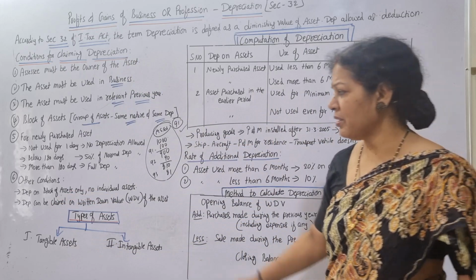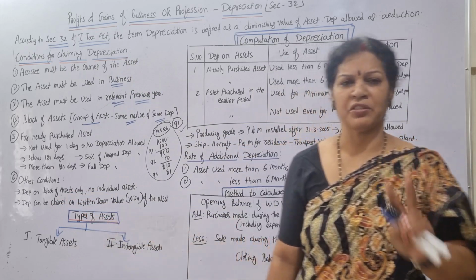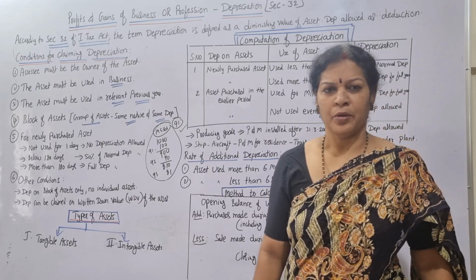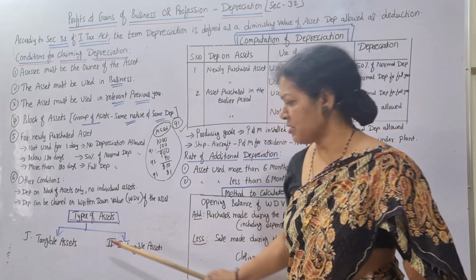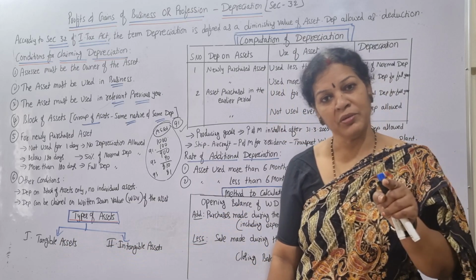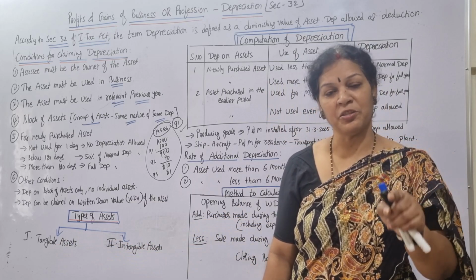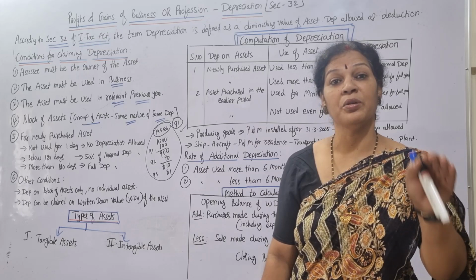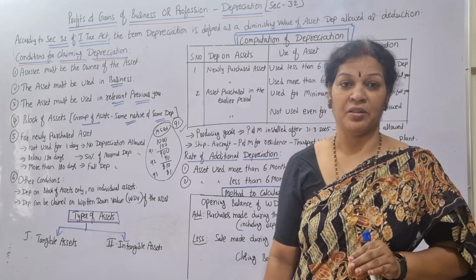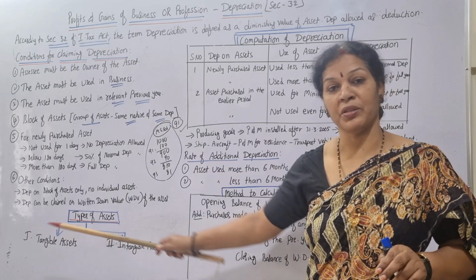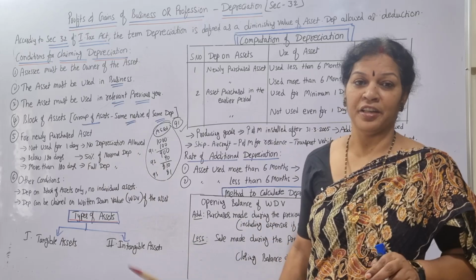And also remember types of assets. Two types of assets you will find always. One is tangible assets, another one is intangible assets. Both the assets, tangible and intangible, are eligible to take for the depreciation. You can claim depreciation for both the assets.